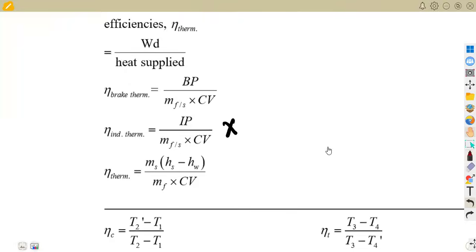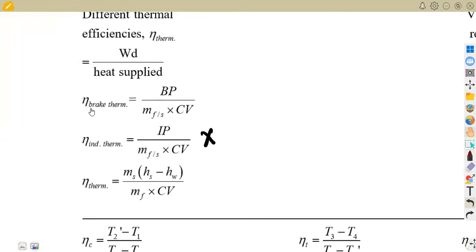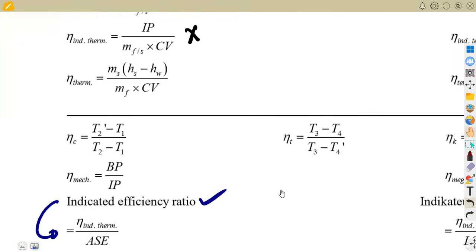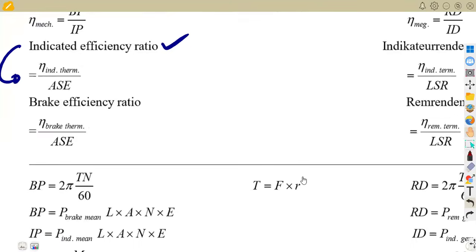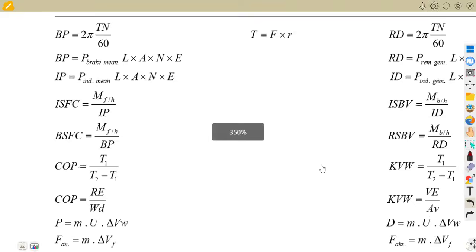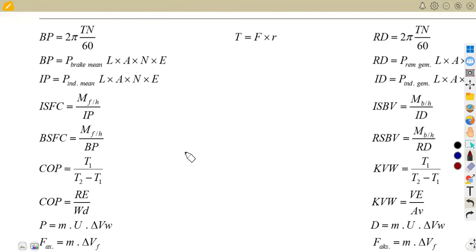Here, we do not have this one. We do not have the brake thermal efficiency. We are given the indicated thermal efficiency. If we had that, we would manipulate it to calculate the brake power. All right, let us move on to the formulas that indicate the brake power here. There are two formulas that you're given from your formula sheet. The brake power is given as 2 pi Tn over 60, where T is for torque and N is for speed in revs per minute. The 60 is to convert to the speed in revs per second.